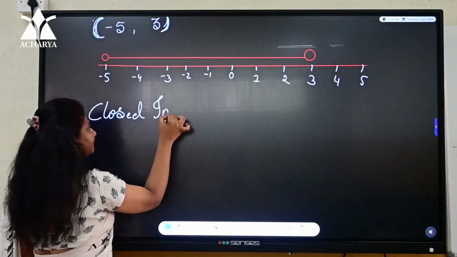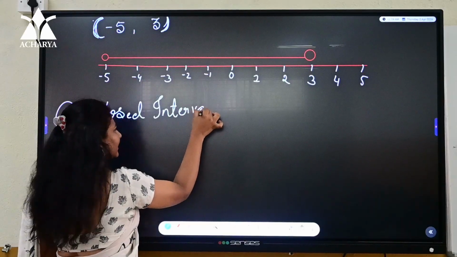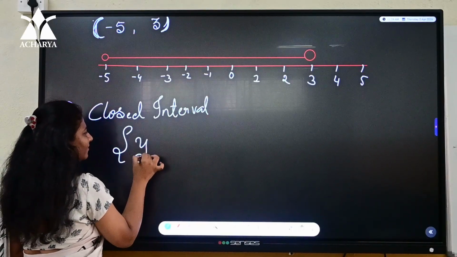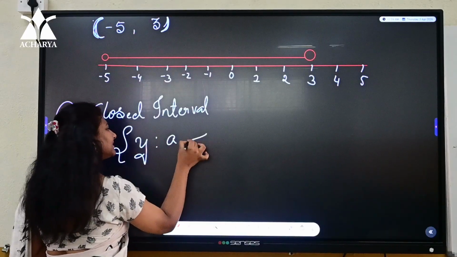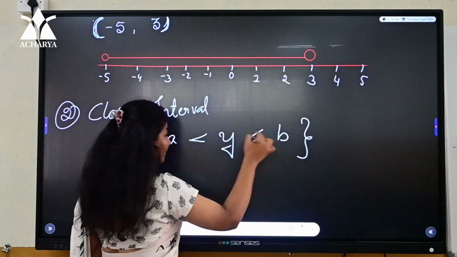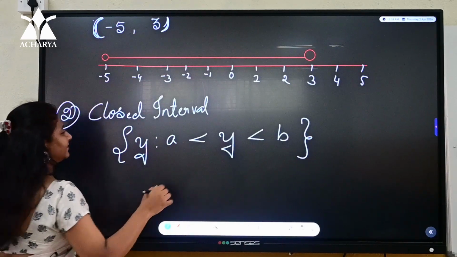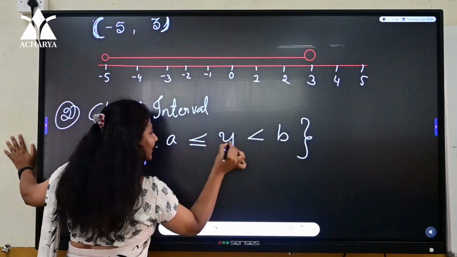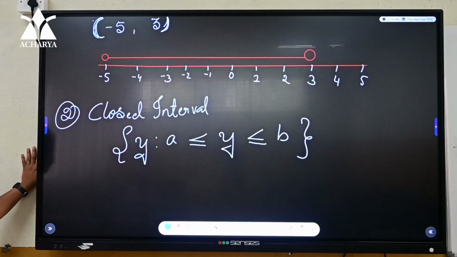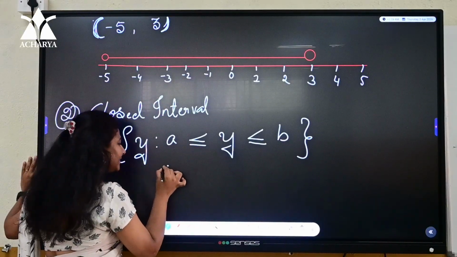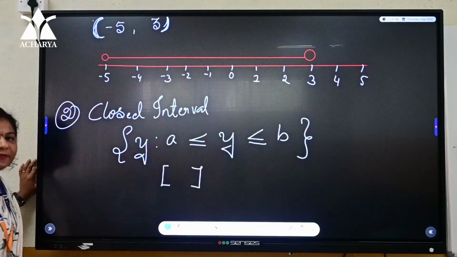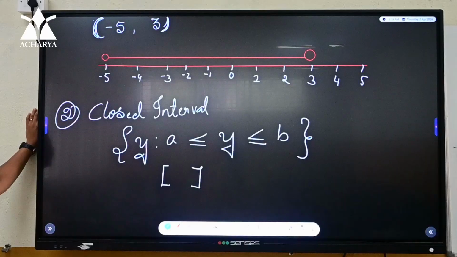Closed interval. The condition is the same. So what is the condition? For any element y such that a is less than y is less than b, but when you are defining the closed interval, it should have an equal sign. It should be an equal sign. It is always represented by a big bracket.